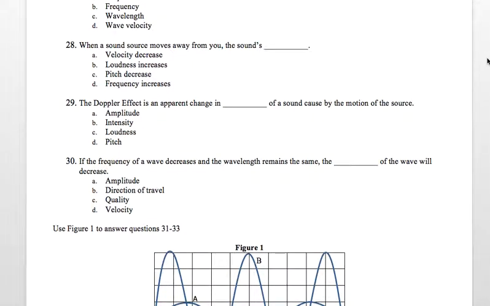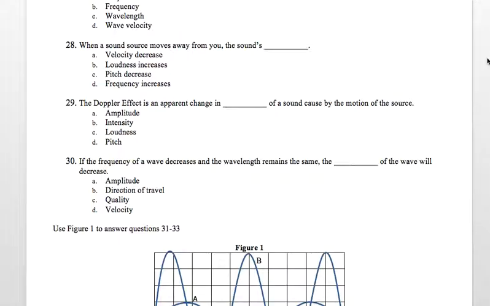Number 28. When a sound source moves away from you, the sound's A. velocity decreases, B. loudness increases, C. pitch decreases, or D. frequency increases. Number 29. The Doppler effect is an apparent change in A. amplitude of a sound caused by the motion of the source, B. intensity of a sound caused by the motion of the source, C. loudness of a sound caused by the motion of the source, or D. pitch of a sound caused by the motion of the source.